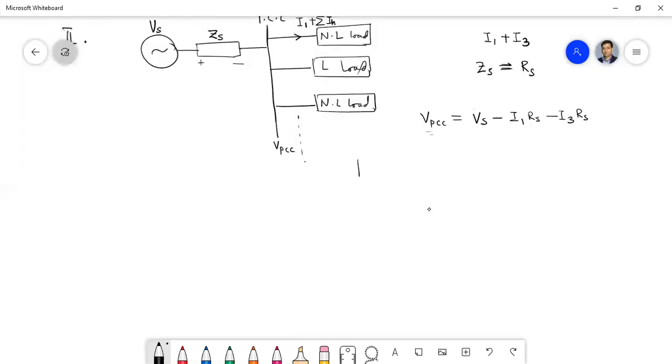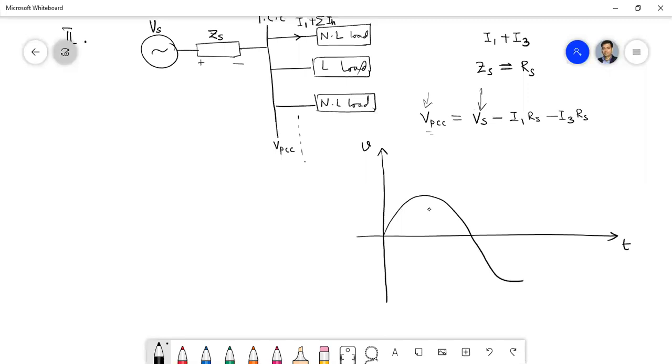Now let me derive this by drawing the curves for each individual component. All these are voltages, so let me define the y-axis as voltage. Now this VPCC, I don't know, I want to determine this. Now Vs, what is the nature of Vs? I am assuming Vs is purely sinusoidal, because at some point you have to start with some assumption. So Vs is exactly sinusoidal. What about this I1 RS?